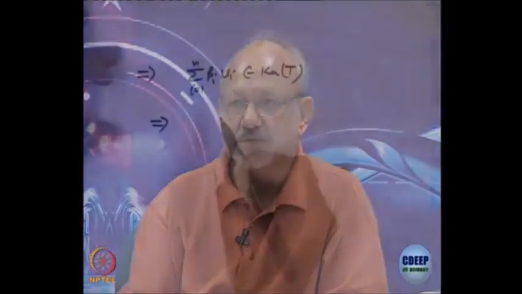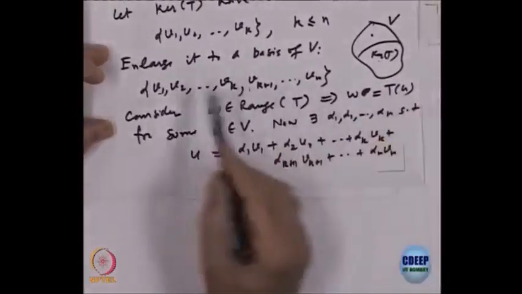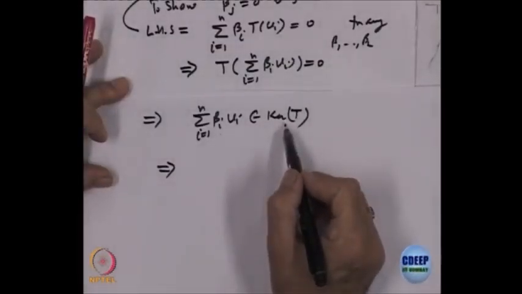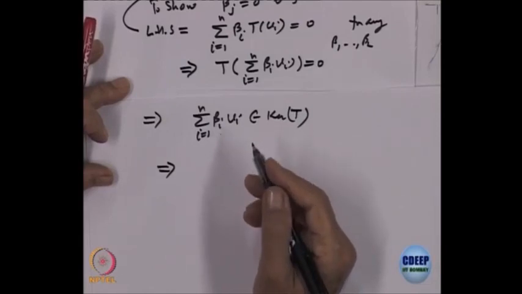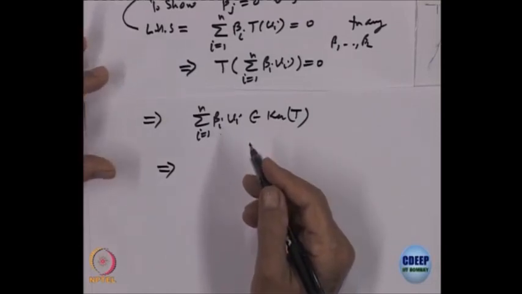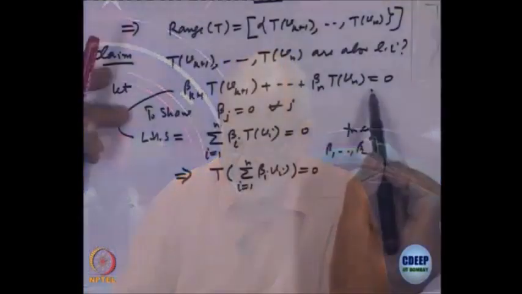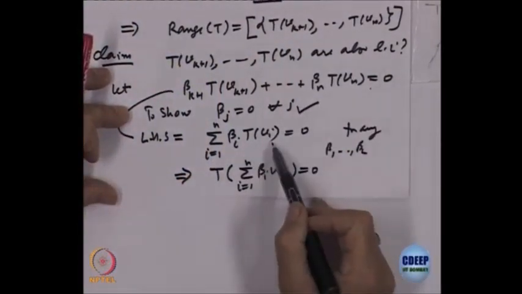So, what does this imply? What is the property of v_1, v_2, v_n? They were a basis, right, and I have got a linear combination now. So, this belongs to kernel. So, that means what? What is our aim to show? That the beta_i's are equal to 0. Take a linear combination which is equal to 0 to show this is equal to 0.